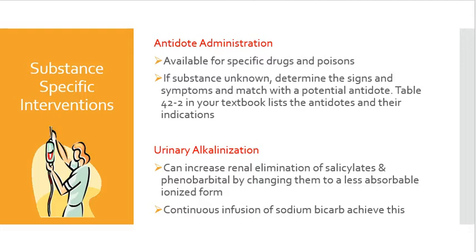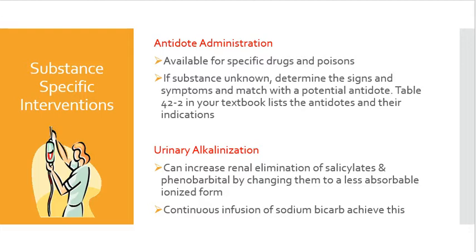Some of the examples would include administering glucagon for a beta blocker overdose, administering vitamin K for a warfarin overdose, giving high flow, high concentration oxygen for carbon monoxide poisoning, or giving naloxone or Narcan for opiates.